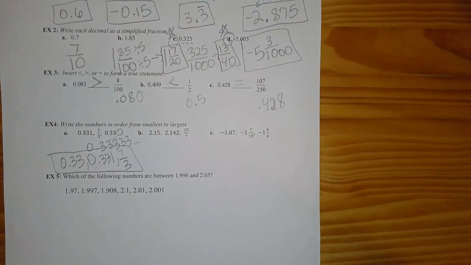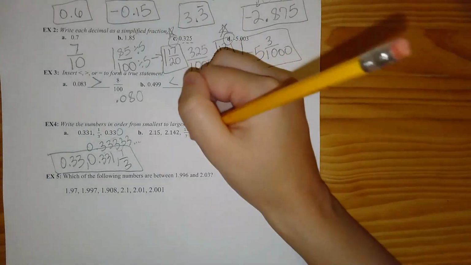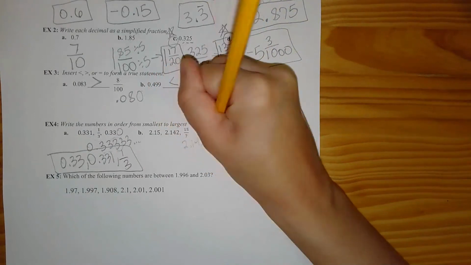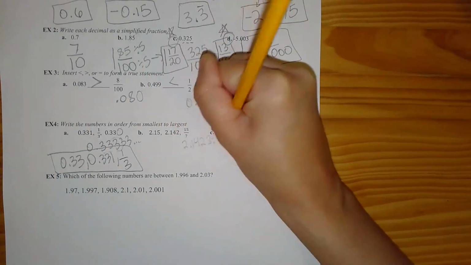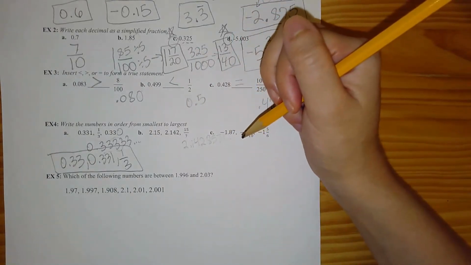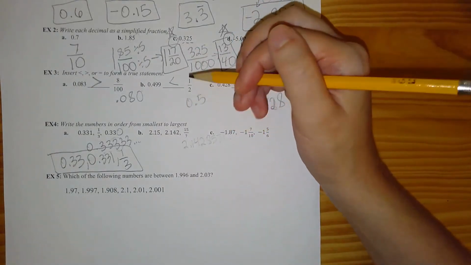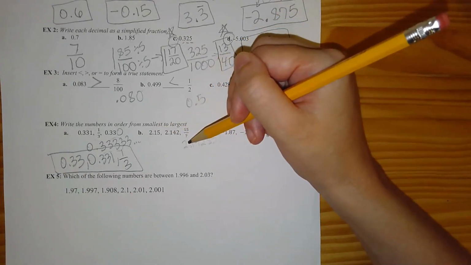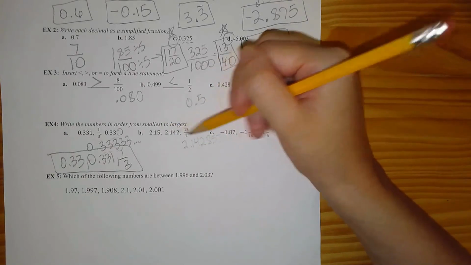Next up, I have 2.15, 2.142, and 15/7. Alright, so 15 divided by 7 is going to be 2.1428571. It kind of keeps going, but that's more than enough digits to find where it goes. So they all have a 2. They all have a 1. And then these two have a 4, and that one has a 5.